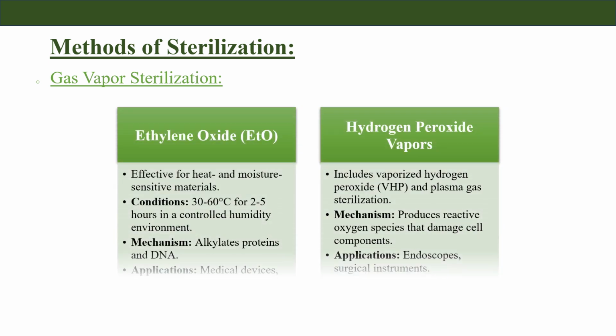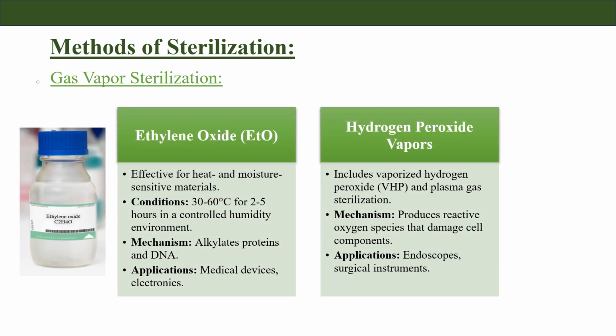Gas vapor sterilization methods. Ethylene oxide, ETO, effective for heat and moisture-sensitive materials. It operates at 30 to 60 degrees Celsius for 2 to 5 hours in a controlled humidity environment. ETO alkylates proteins and DNA, disrupting their normal function and preventing microbial replication. It's used for sterilizing medical devices and electronics.